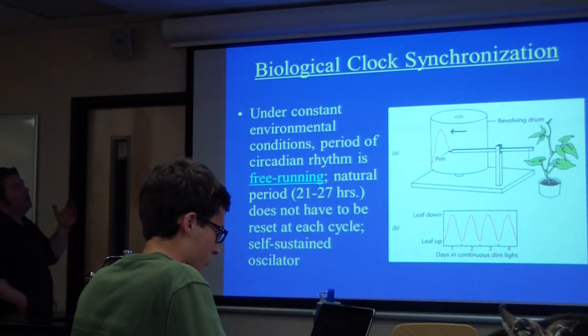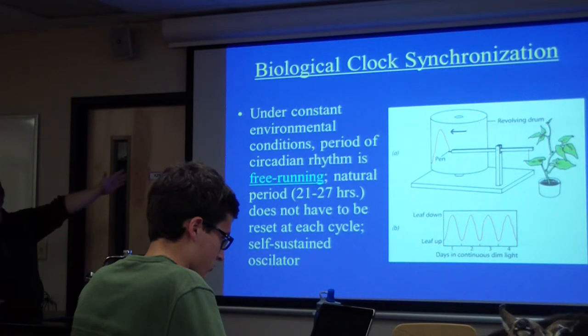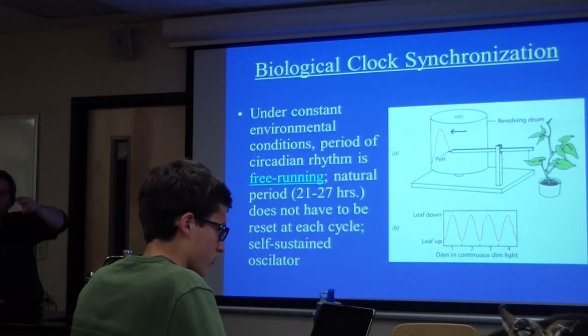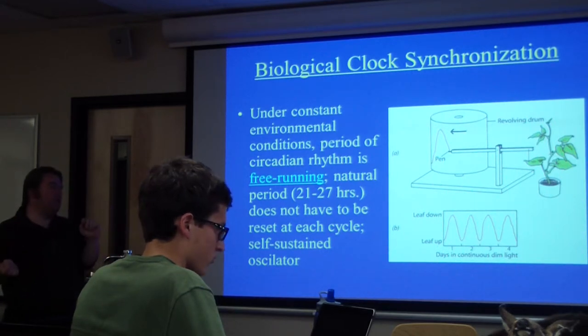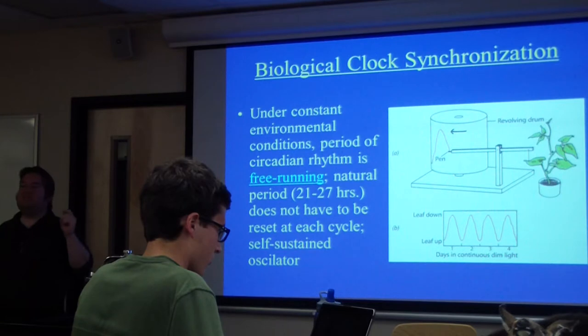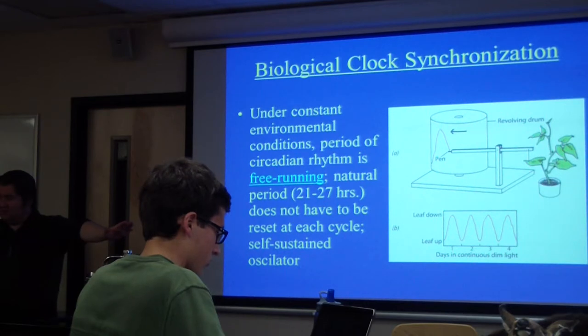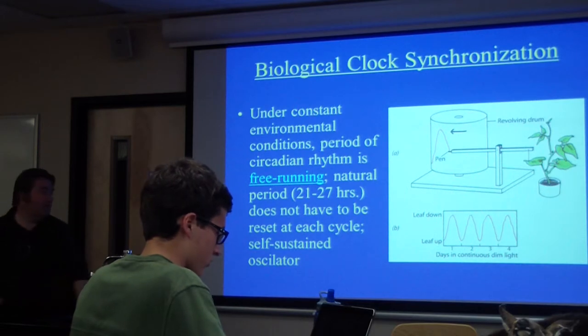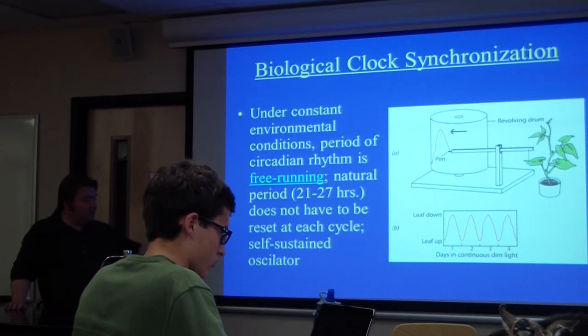Okay, now here's the deal. Under constant environmental conditions, the period of the circadian rhythm is free running. When I say period, I mean how often it repeats. The natural period is anywhere between 21 to 27 hours, and you don't have to reset it at each cycle. This is when you cut off access to the external stimulus. It's free running, it keeps going, and you don't have to reset it. We would say that these circadian rhythms are self-sustained oscillators.